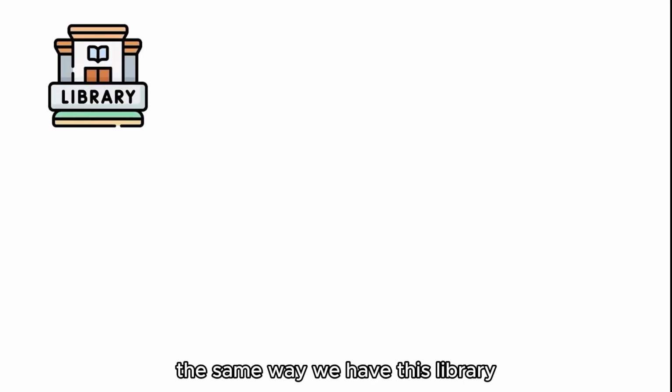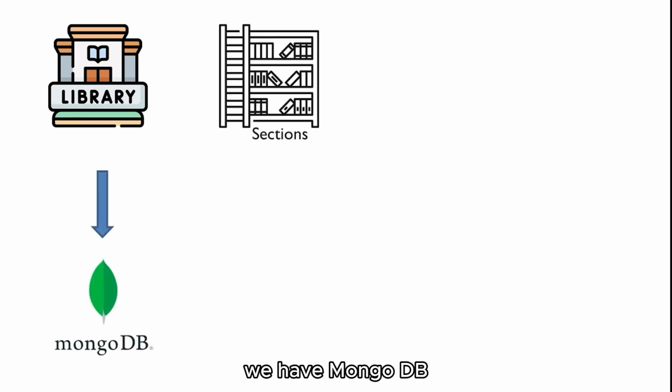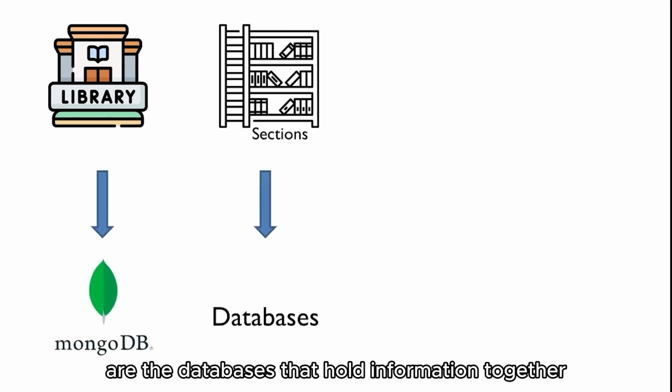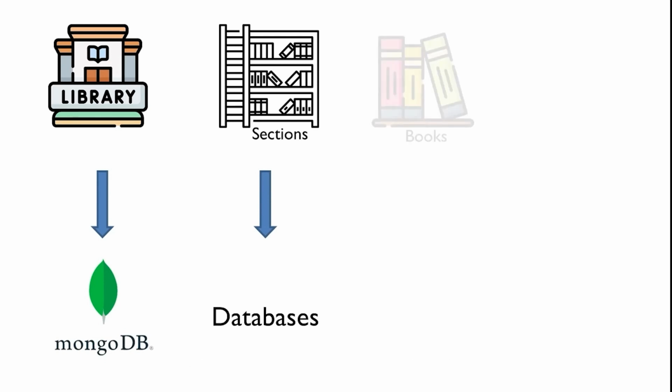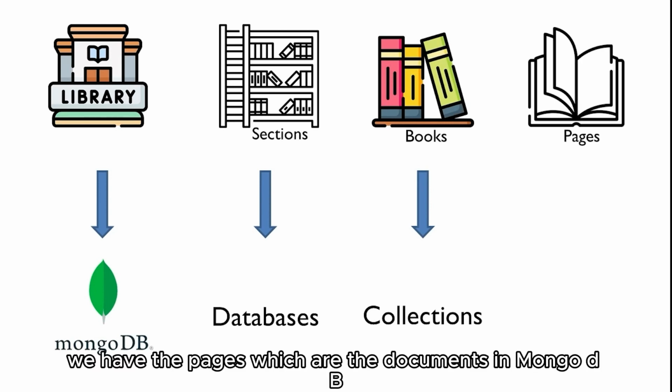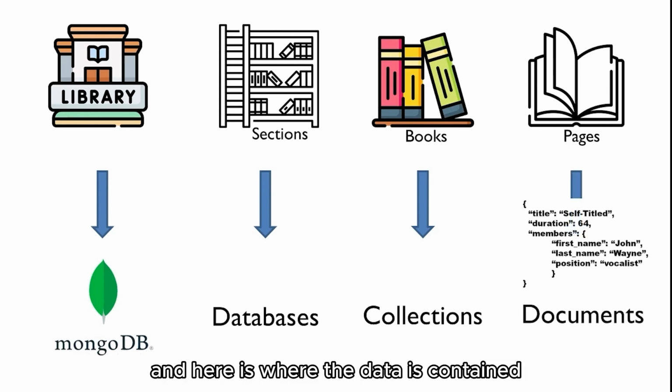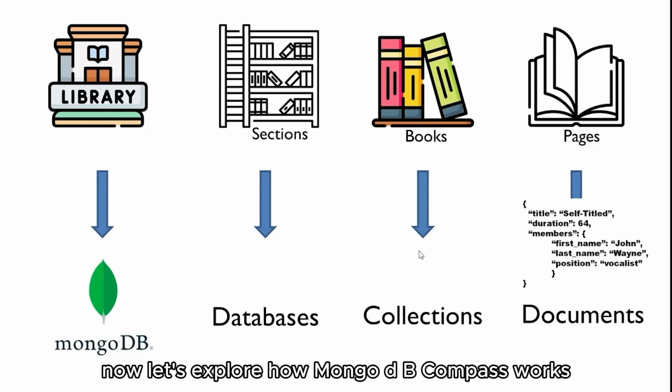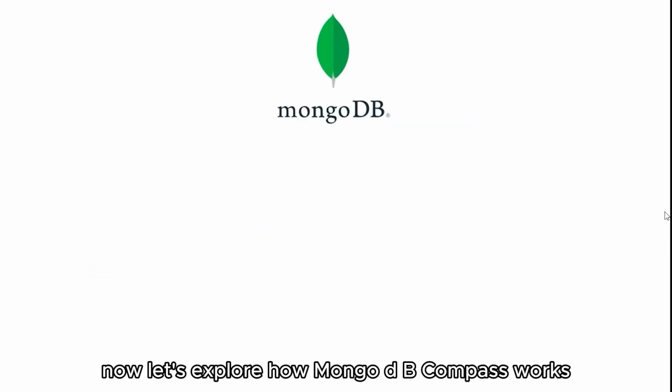The same way we have this library, we have MongoDB. Then the sections are the databases that hold information together that are relevant to each other. Then we have the books, which are the collections. Some books have 100 pages, some thousands. And like in our collections, that can also vary. Then finally, we have the pages, which are the documents in MongoDB. And here is where the data is contained. Now, let's explore how MongoDB Compass works.